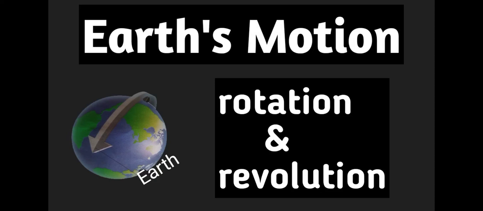Now we will talk about revolution. As well as rotating on its axis, the Earth also moves around the sun. The movement of the Earth in a fixed path around the sun is called the revolution of the Earth. The Earth takes 365 and 1/4 days or 1 year to complete one revolution.